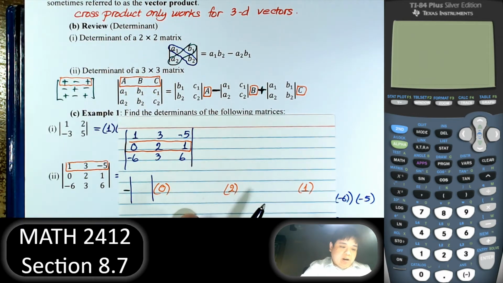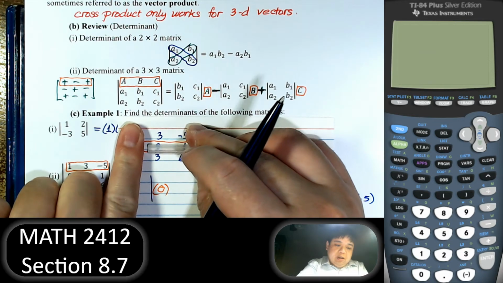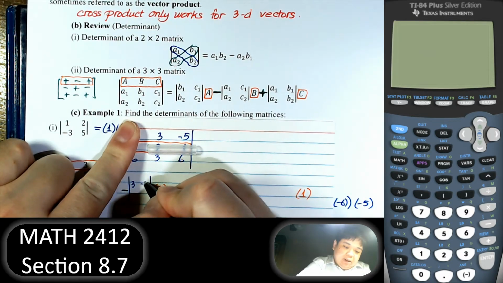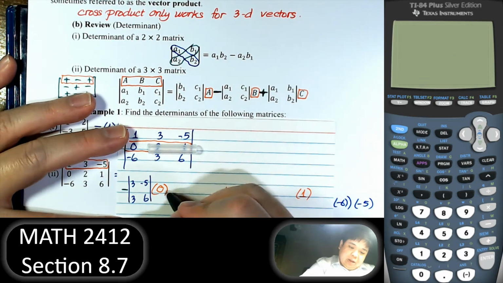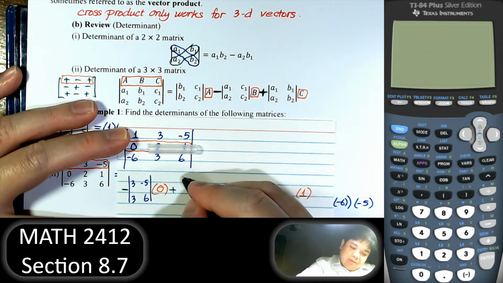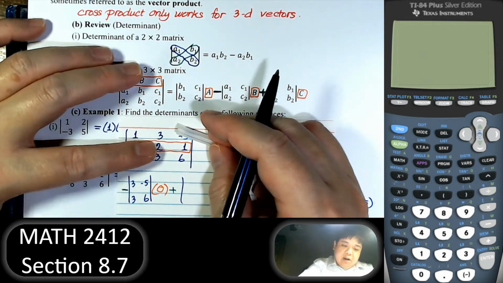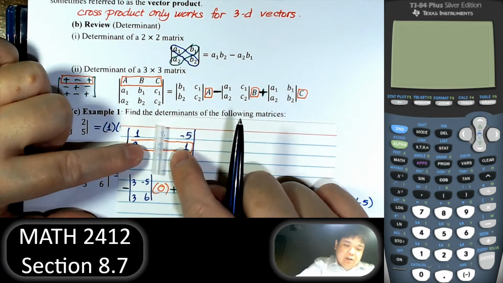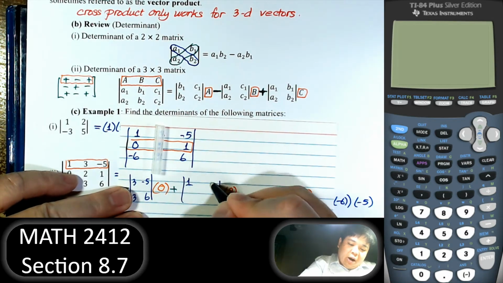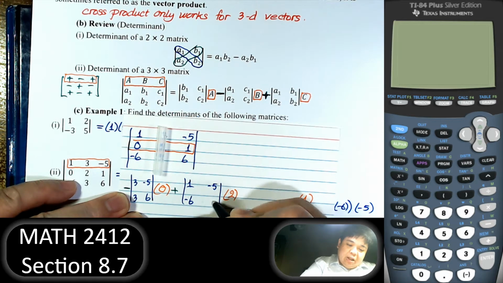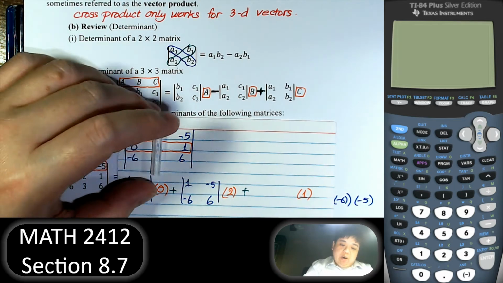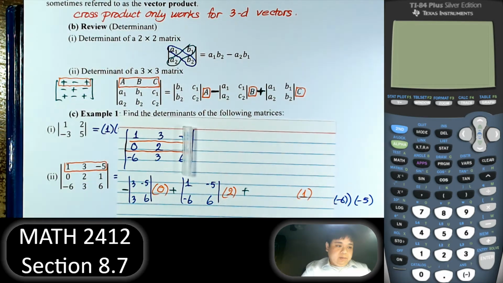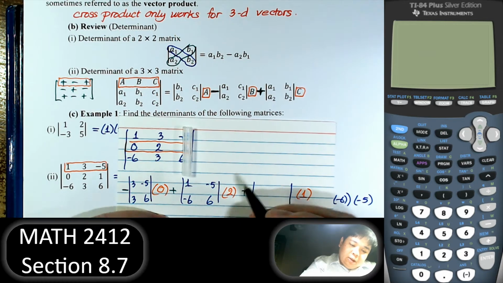Cover the row and the column containing 0. So we have 3, -5, and 3 and 6 times 0. And then the sign is going to be minus, plus. Cover the row and the column containing 2. So we are left with 1, -5, and -6 and 6. And then plus, cover the row and the column containing 1. We have 1, 3, -6, and 3.